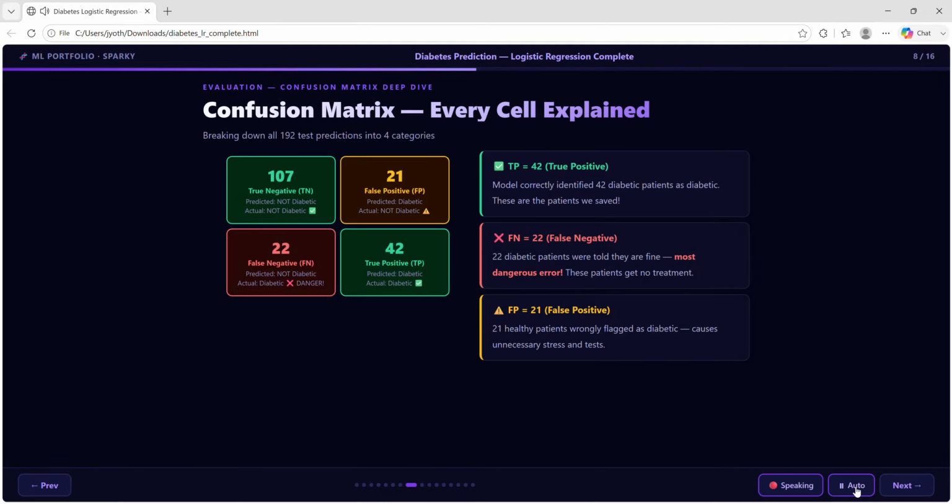The confusion matrix is the most detailed way to understand your model. It breaks predictions into 4 cells. True positive, model predicted diabetic and patient is diabetic, correct. True negative, predicted not diabetic and patient is not diabetic, correct. False positive, predicted diabetic but patient is not, wrong, a false alarm. False negative, predicted not diabetic but patient is diabetic, the most dangerous error in medicine. We missed a sick patient.